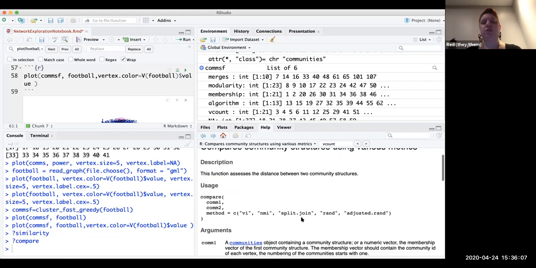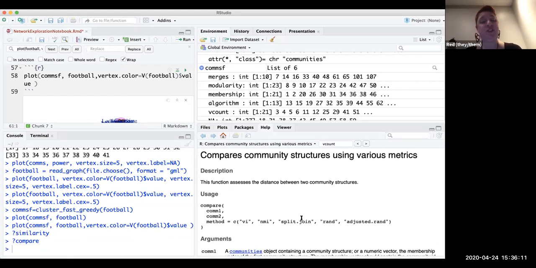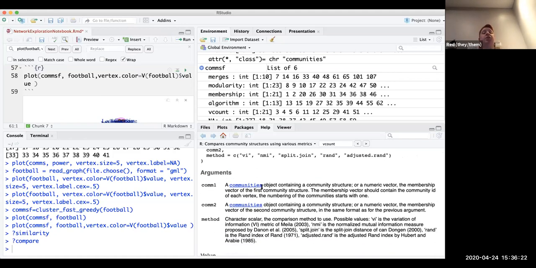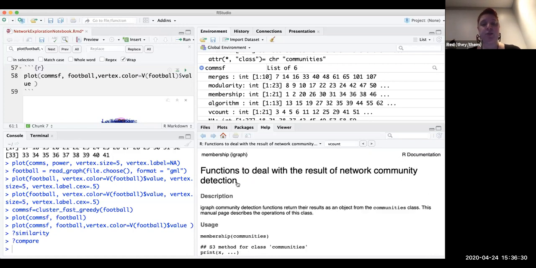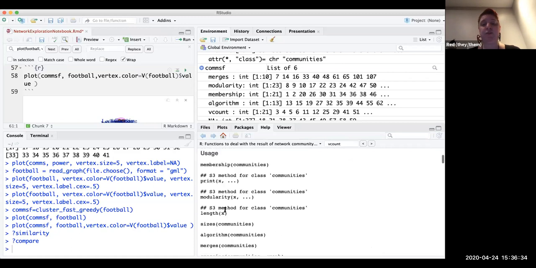Okay, so the way that the compare command works specifically in iGraph is it takes in two different community membership variables. So what you'll have to do is to create a communities object of your specific information about your nodes, for example. To create a communities object, all you have to do is use the communities function.